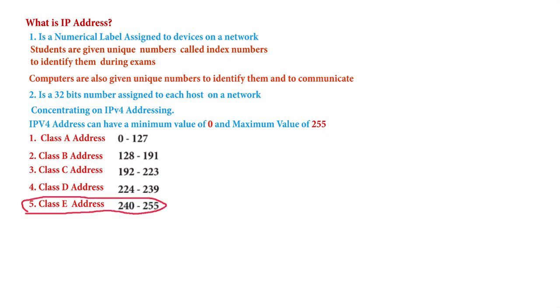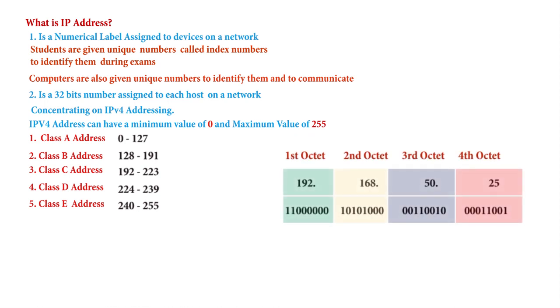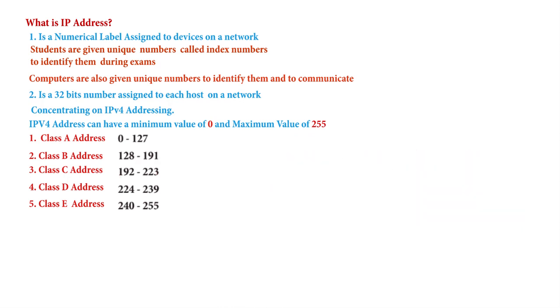240 to 255. Now, you may be asking, how can one see and identify each class? Okay, this is simple. To identify this, only consider the value of the first octet and check where it falls within the ranges. Now, let's take some examples. In this example, the value of the first octet falls within 192 and 223. So, we can say that this is a Class C IPv4 address.